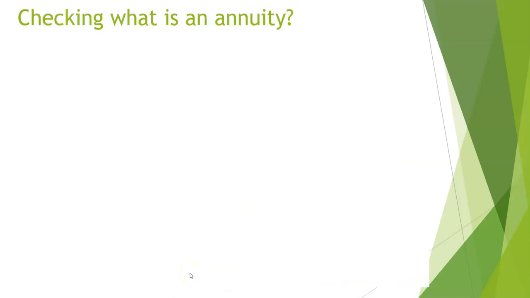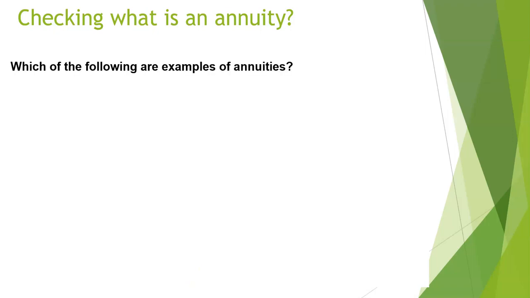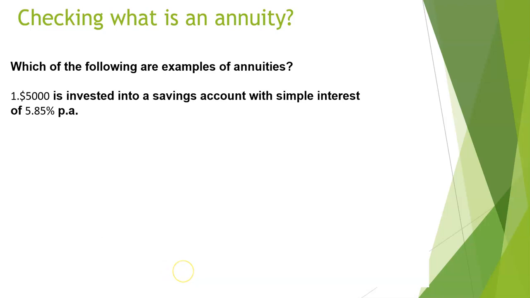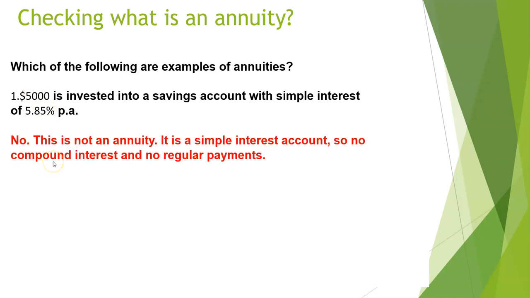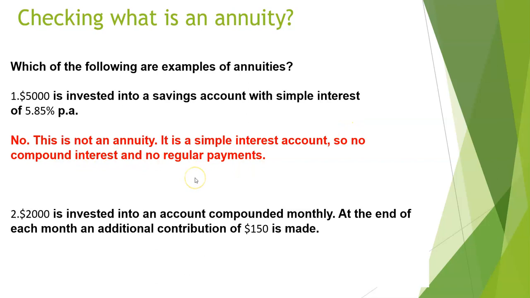So let's check our understanding of what an annuity is. Which of the following are examples of annuities? $5,000 is invested into a savings account with simple interest of 5.85%. Is this an annuity? Well, let's go back to our definition. It's compound interest to which regular and equal payments are made. So no, this is not an annuity. It's a simple interest account, so there is no compound interest and no regular payments.